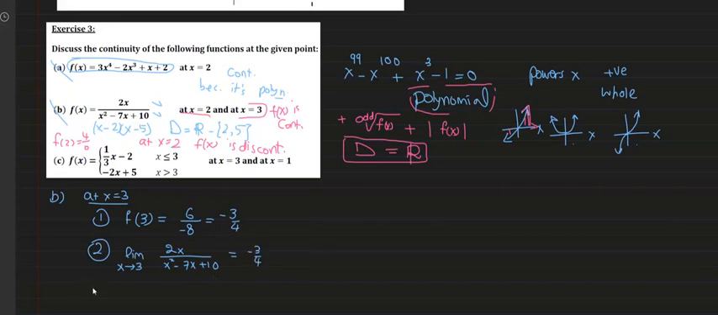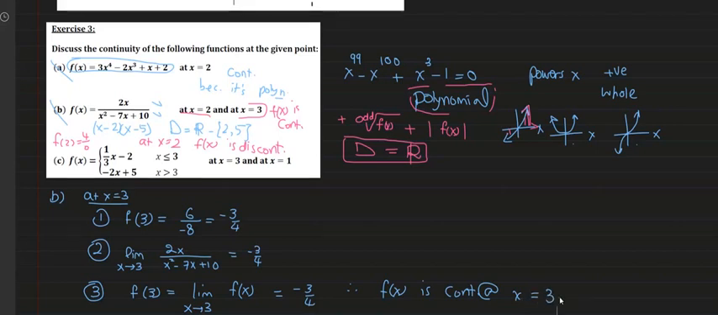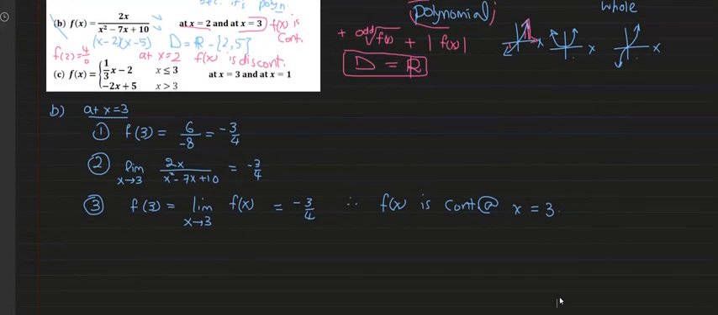So they will be equal, and in the final step, we find that f of 3 is equal to the limit of f of x. We don't have to write that formula, just denoted by f of x as x approaching 3. Both are equal to negative 3 over 4. Therefore, f of x, this is our conclusion, is continuous at x equals what? 3. This is how we study the continuity at a certain point.